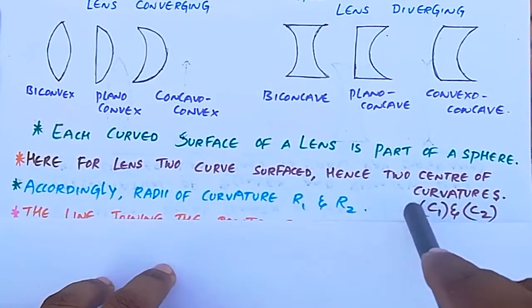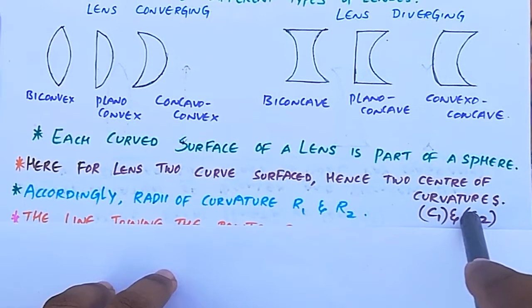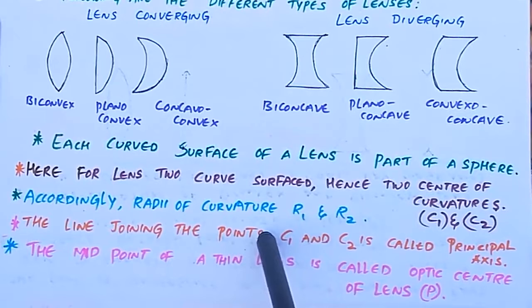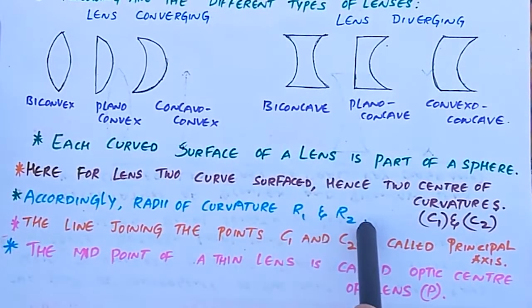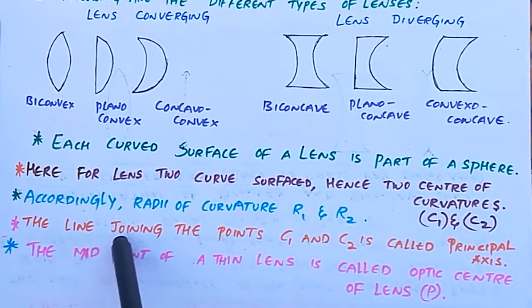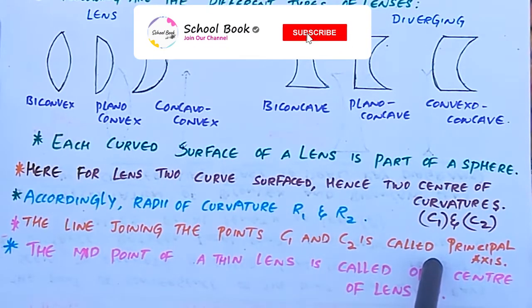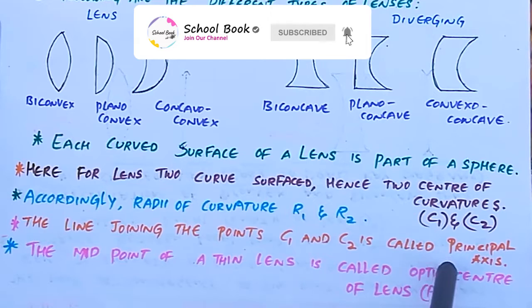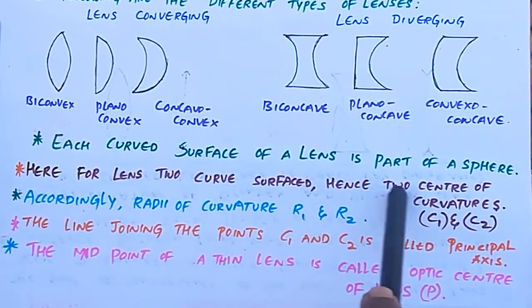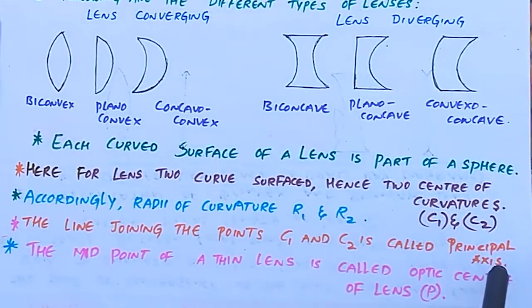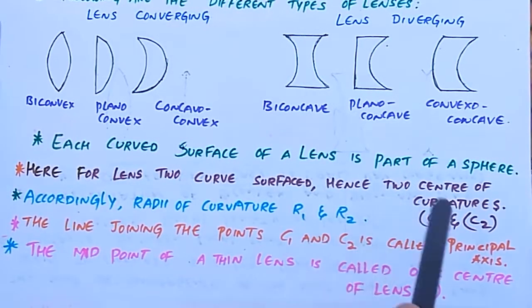So that's why two centers of curvature. If two centers of curvature, we will have two radii of curvature, that means R1 and R2. And see, the line joining the points C1 and C2 is called the principal axis. You might be aware of the principal axis in the mirrors. Same principal axis: the line on which we draw and place the object and the image is nothing but the principal axis, which meets the centers of curvature and the focal points.